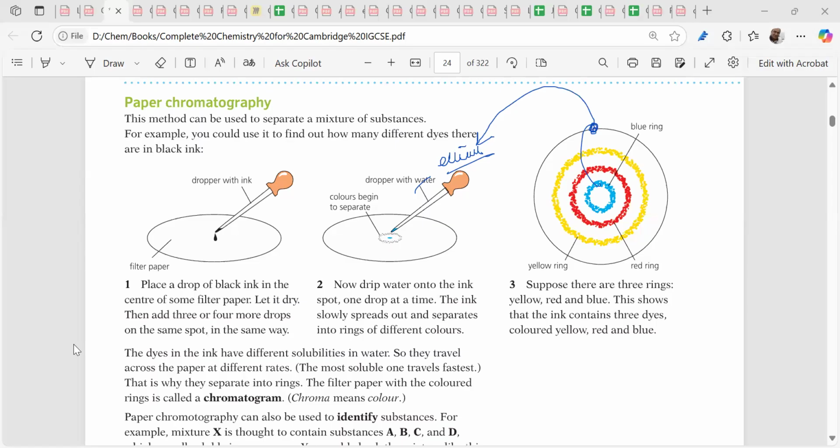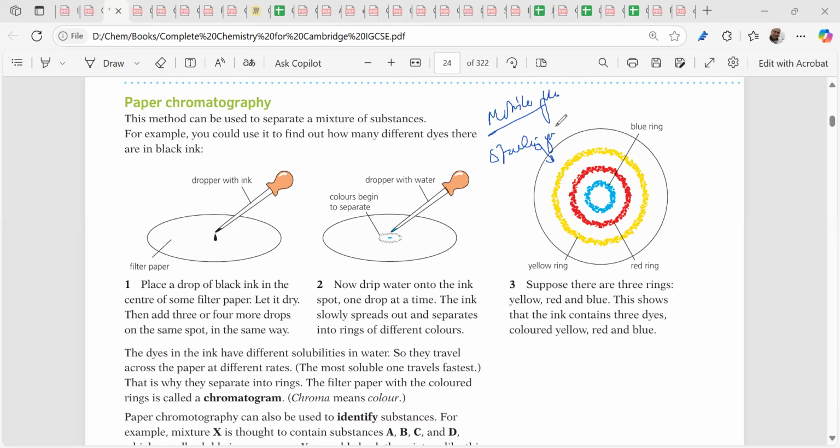This solvent which you take is called the mobile phase. Understood? Solvent is called the mobile phase. This paper, or in thin layer chromatography, a glass plate or plastic sheet coated with silica gel, is called the stationary phase.